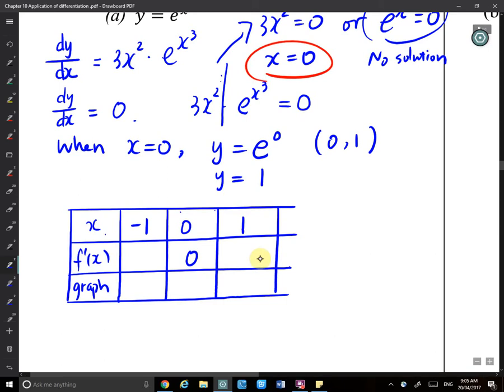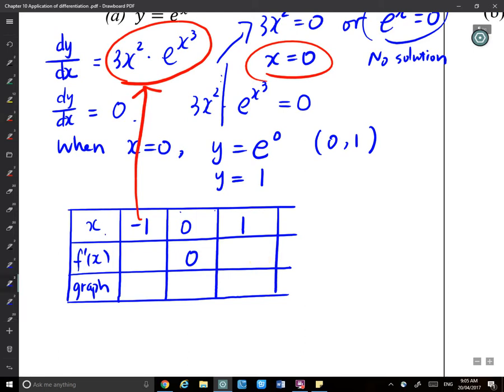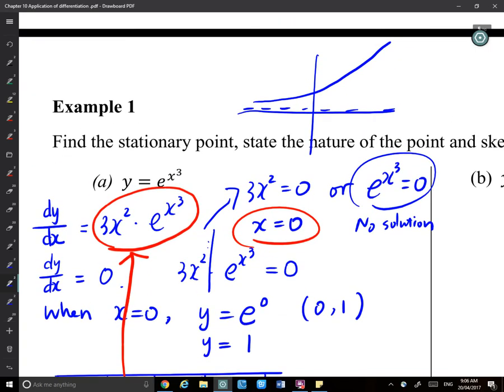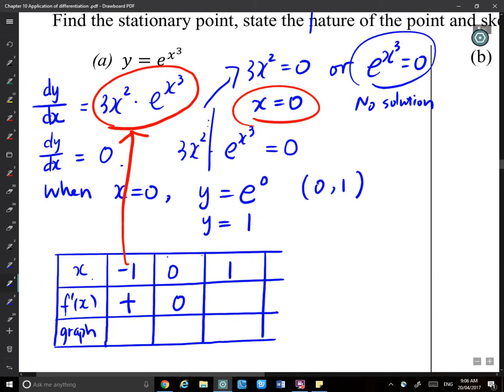So let's put -1 into this. You don't need to really calculate the value. You just need to tell me whether you have a positive or negative value. Have a think about that. Positive or negative, if you put -1? 3x squared, you put -1, it must be positive, right? And exponential must always be positive. Exponential of anything is positive because the graph is here. So you have a positive value here. Just write a plus.